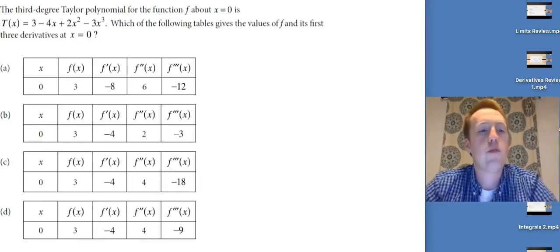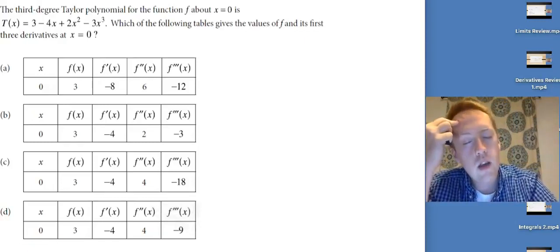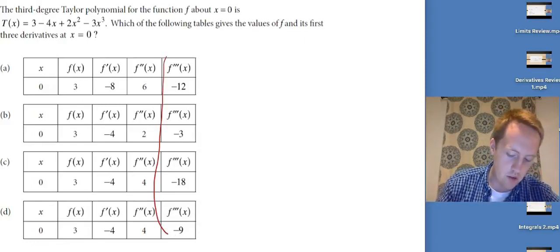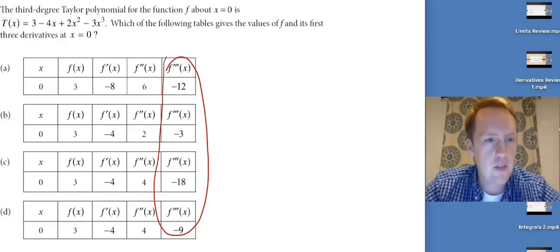The third degree Taylor polynomial for the function f about x equals 0 is this thing. Which of the following tables gives the value of f and its first three derivatives at x equals 0? Okay, so for this I'm going to channel my inner Spencer Bishop and recognize, oh, look at that, these third derivatives are all different. So if I find the third derivative, I found the answer.